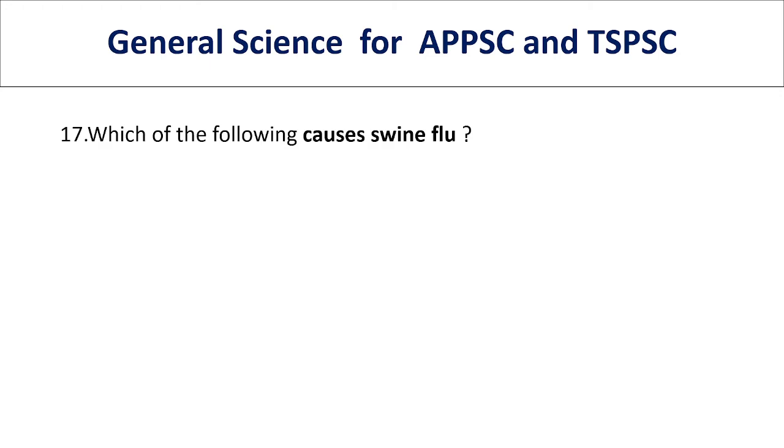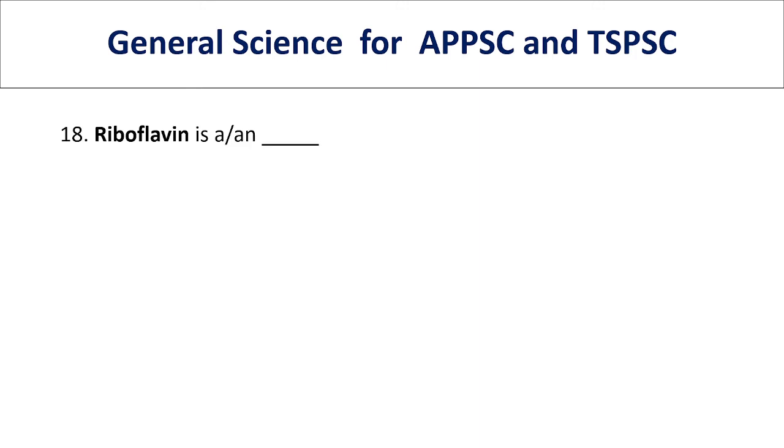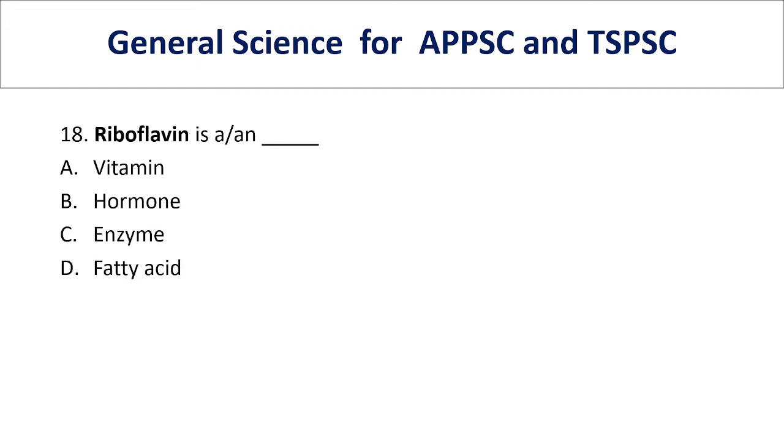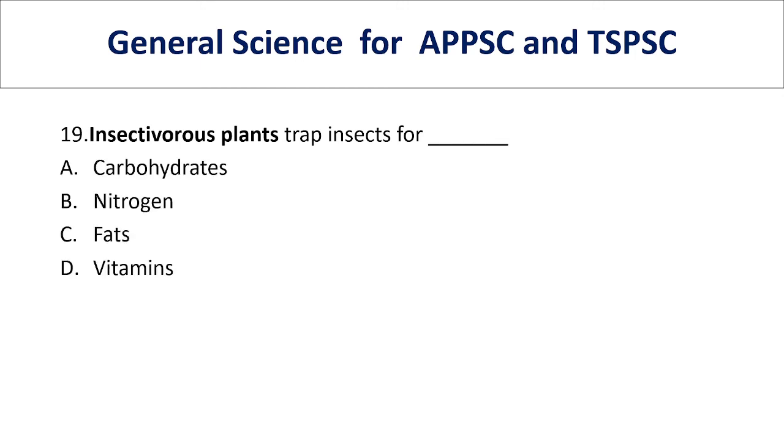Which of the following causes swine flu? And the options are virus, bacteria, fungi and tapeworm. And the answer is virus causes swine flu. Riboflavin is dash, and the options are vitamin, hormone, enzyme, and fatty acid. So riboflavin is a vitamin. Next, insectivorous plants trap insects for, and the options are carbohydrates, nitrogen, fats, and vitamins. And the answer is nitrogen. So insectivorous plants trap insects for nitrogen because they lack nitrogen.